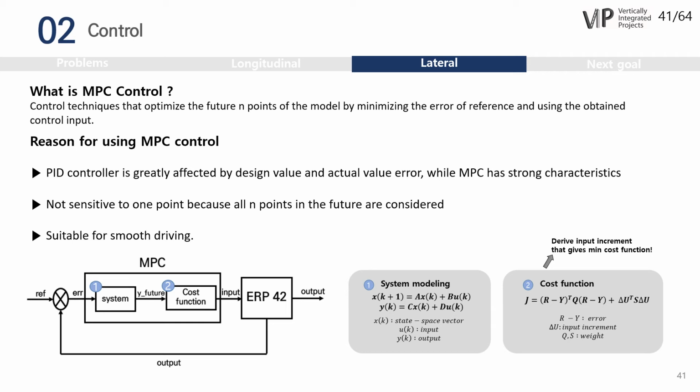MPC is a method that uses a control input optimized and obtained by minimizing errors with respect to references at numerous points in the future. This method has more powerful characteristics than a PID controller. Also, it can make a vehicle drive smoothly without sensitive reactions because it considers what the points in the future would be.